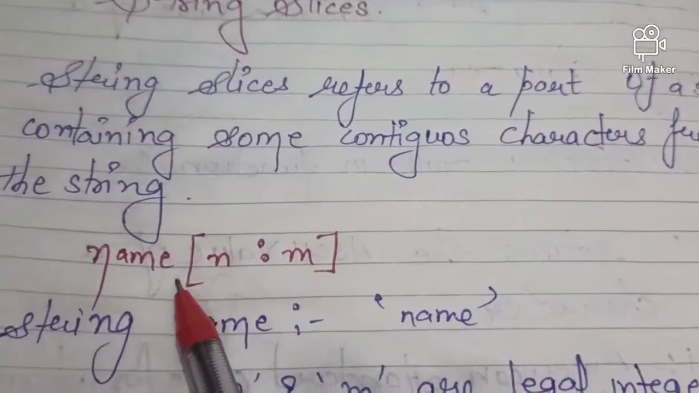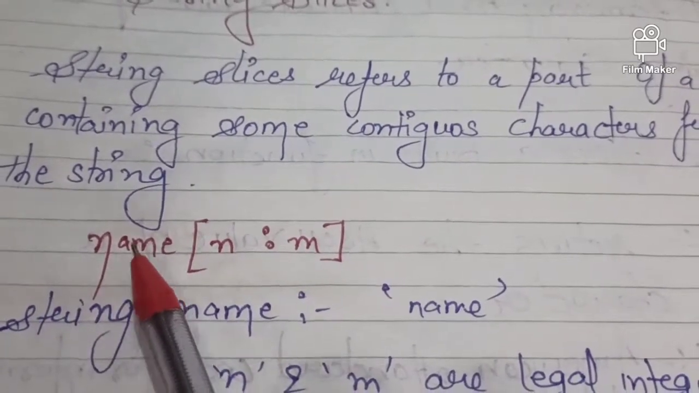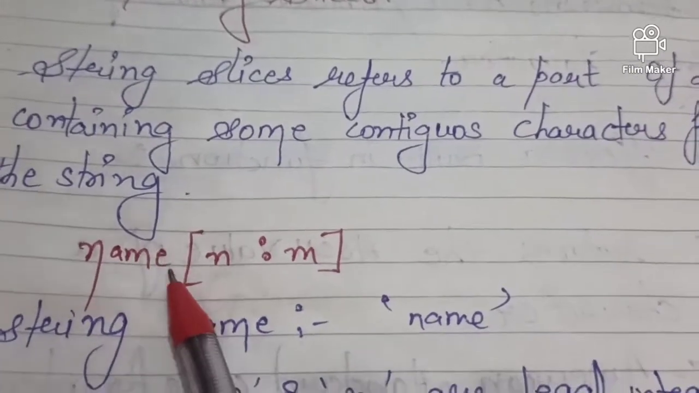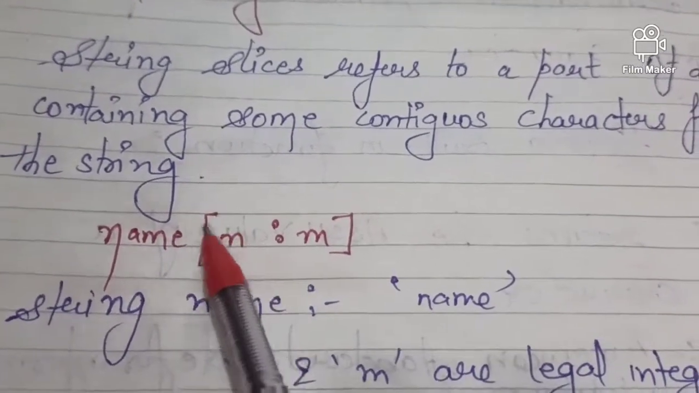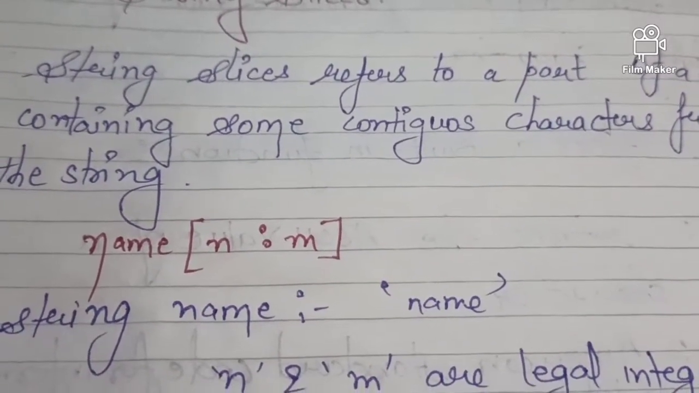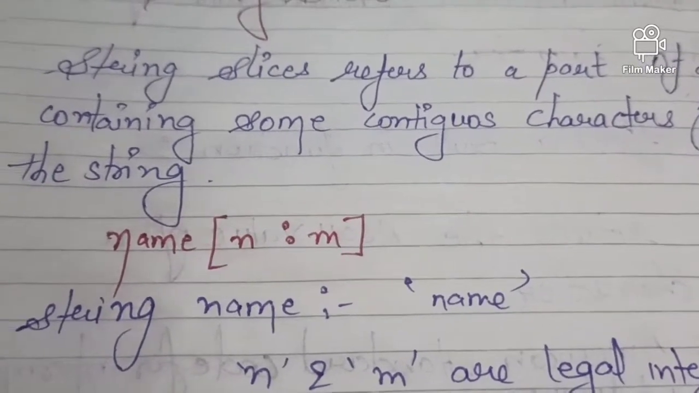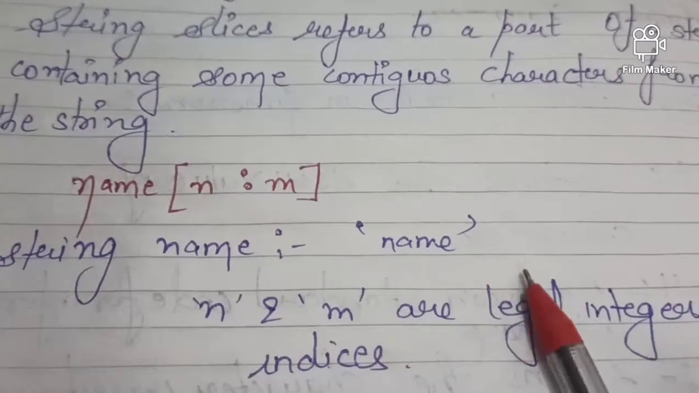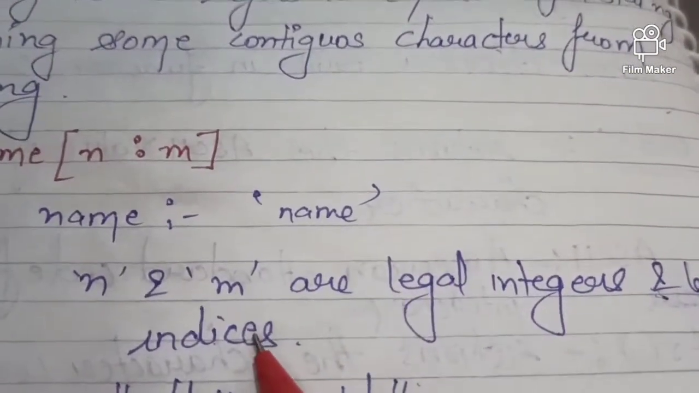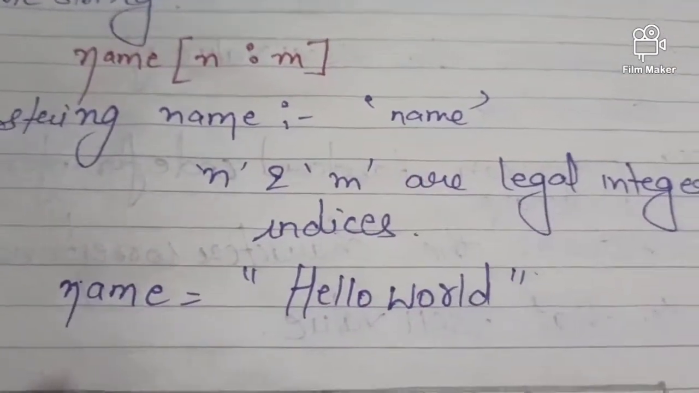Like here, this is the syntax for defining the string slices. Suppose I have declared a variable with the name, that is name. Means name is a variable that contains a string type value. Okay. So inside this square bracket I have defined this n colon m. N colon m specifically specifies the range over there. Like name defines the variable, and n and m are legal integers and legal indexes. Okay. For example, let's check out the example, then it would be more clear.